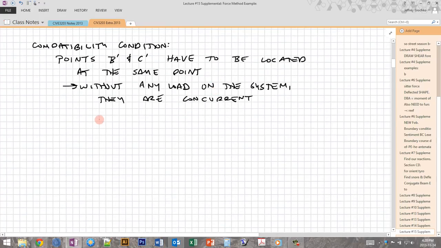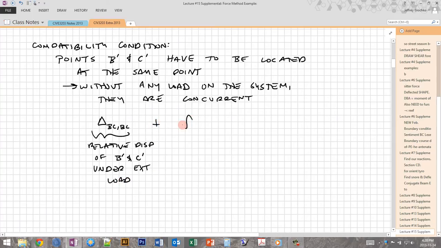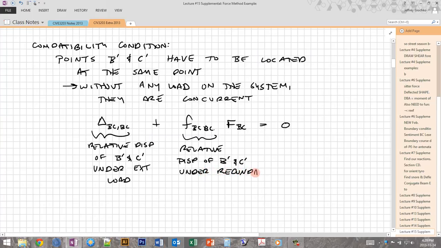So then our compatibility equation is going to be delta BC BC, which is the relative displacement of B prime and C prime under external load, plus FBC BC, which is a flexibility, times the actual load that's in the member BC in our indeterminate system. So this one here is the relative displacement of B prime and C prime under the redundant unit load. So this is a flexibility.